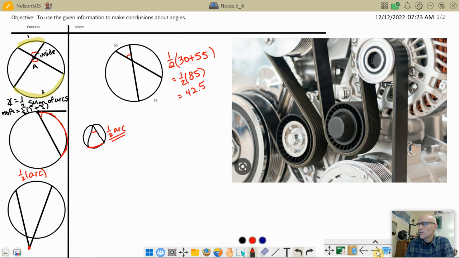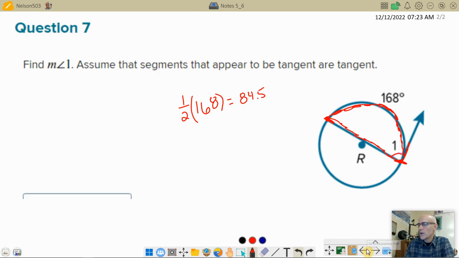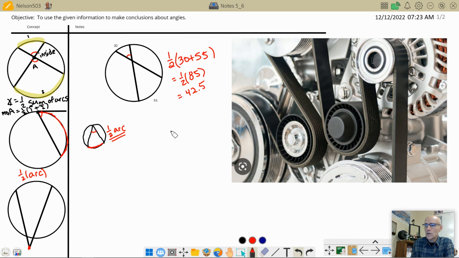I would expect for you to have that drawing right there down, something like this, right? You just quickly sketch the thing down. You draw in the chord roughly where it was in the drawing, and then the tangent over here. This was 168 degrees, right? This arc right over here is 168 degrees, and then they're looking for this angle right here, and we took half of 168, and that came out to be 84.5. So you would have something like that in your notes.